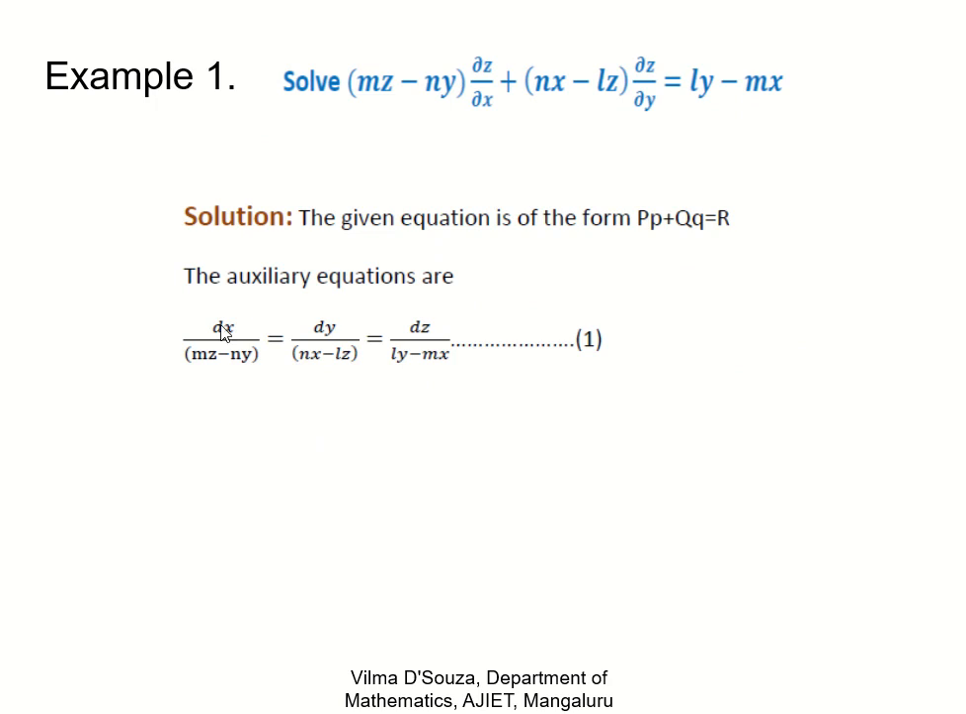Now you can observe here you have mz, here you have mx, ny and nx. So if you multiply this by x, this will be mxz, and if you multiply this by z, this will be mxz. So common similar terms will come. So it's better you use the multiplier x here, and here it is z. Similarly, if you use x here, nxy, so you need to use y here, nxy.